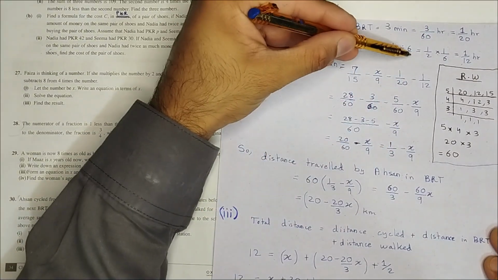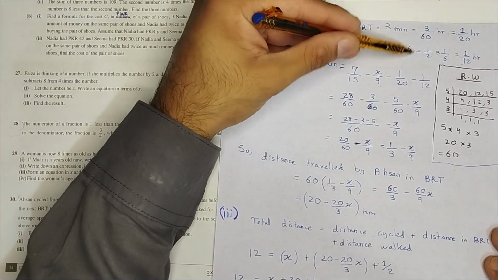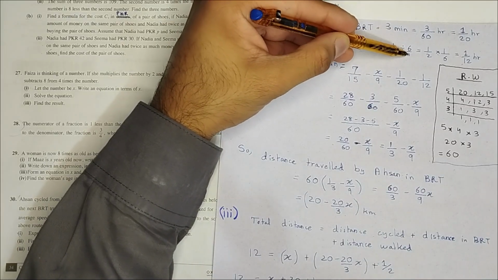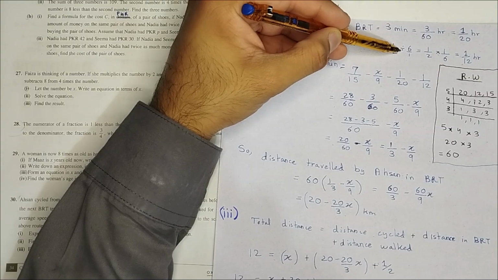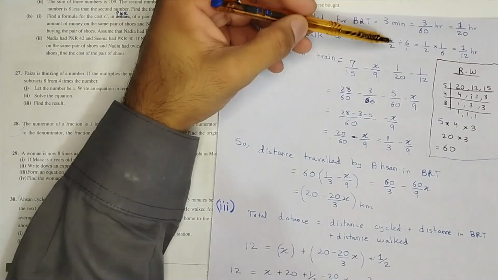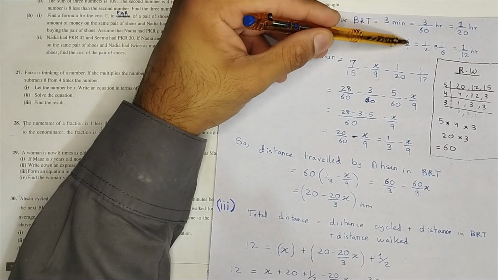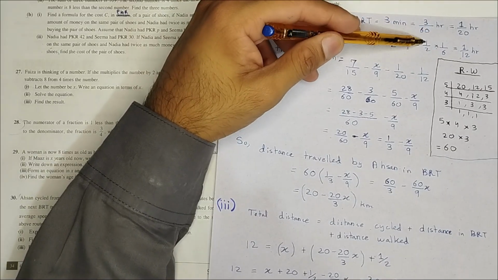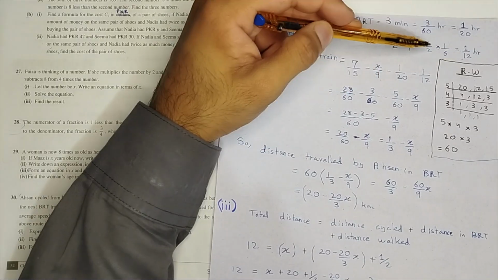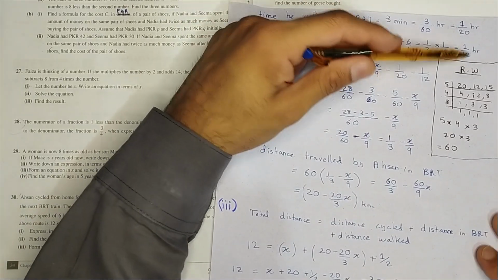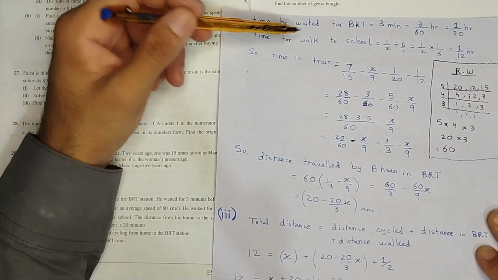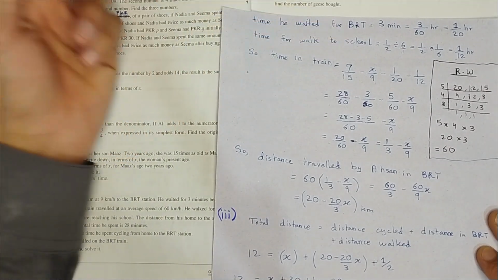Now why did I write a denominator 1? Every whole number has a denominator 1. I felt a need to write this denominator 1 because I was converting the division sign into multiplication sign. 1 by 2 divided by 6 is equal to 1 by 2 multiplied by 1 by 6. Now 1 multiplied with 1 is 1, 2 multiplied with 6 is 12. So 1 by 12 hours. This is the amount of time that he spent walking to the school after the BRT.